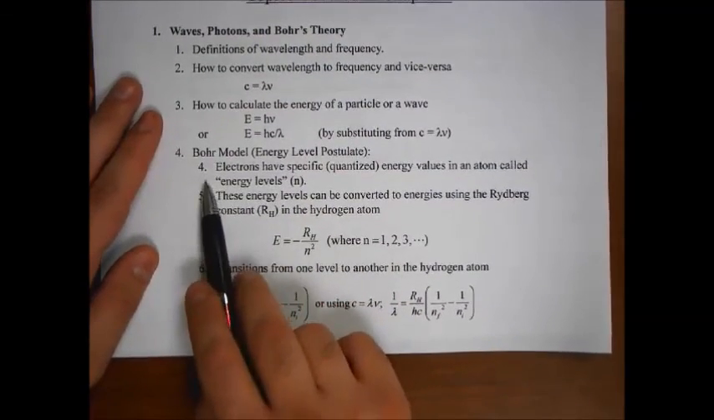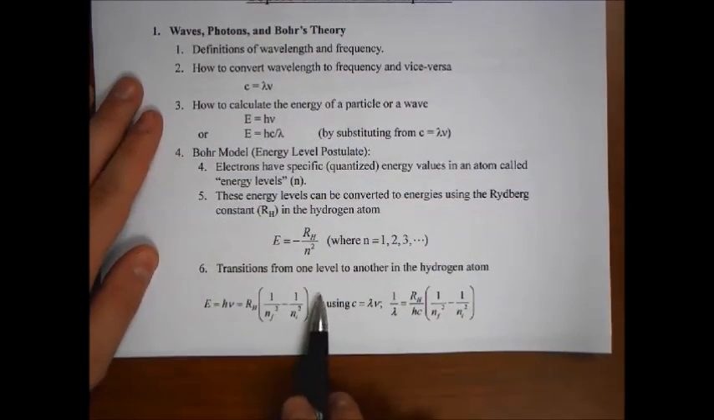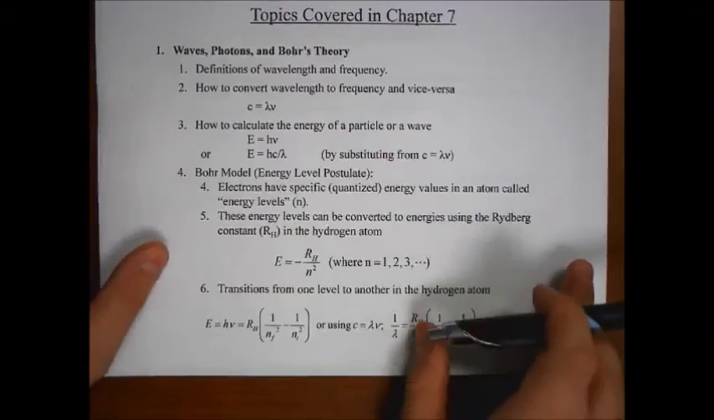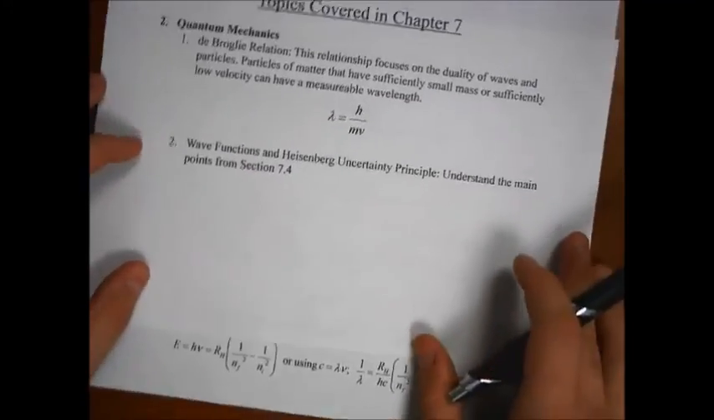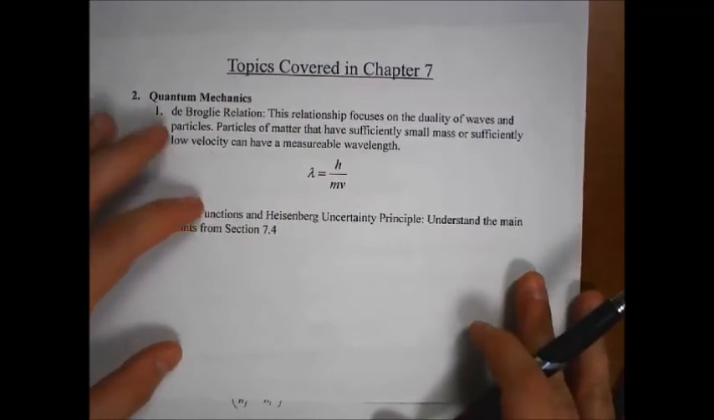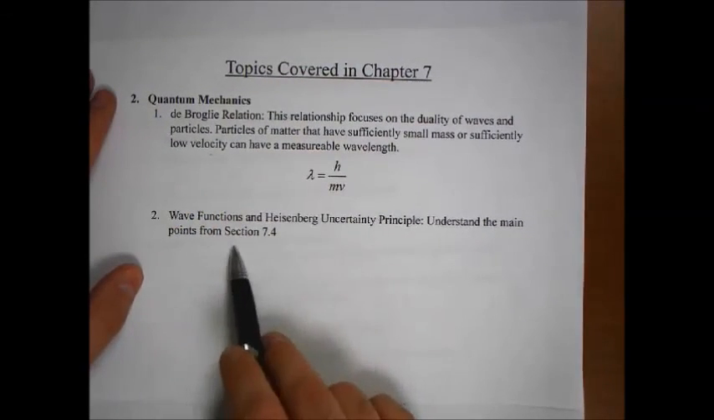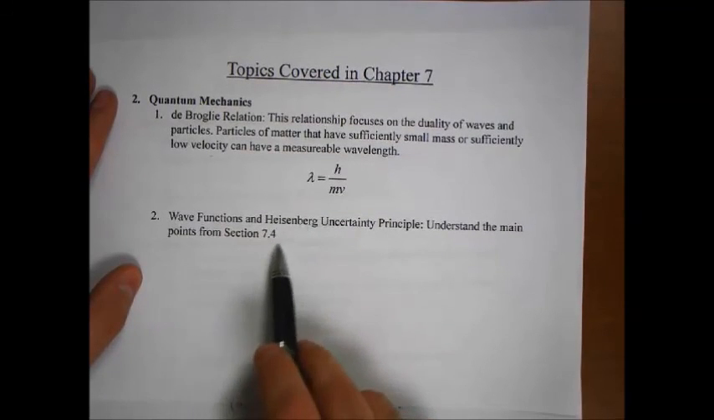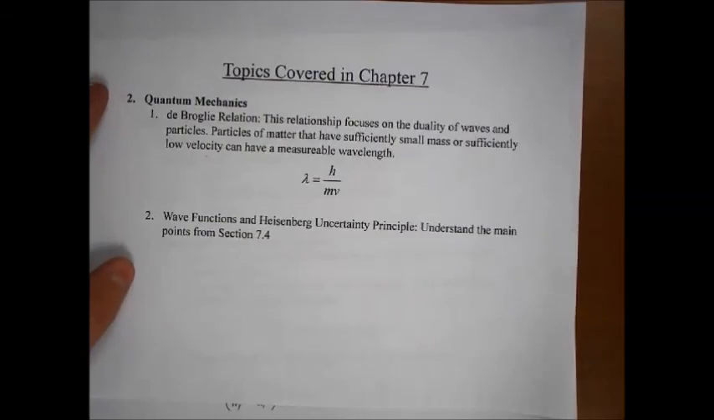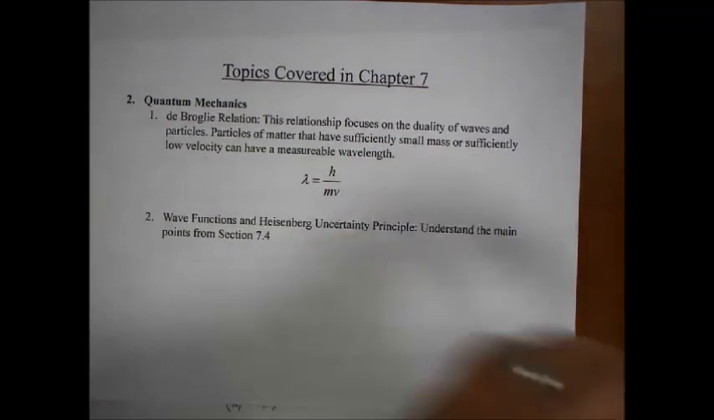Then we talked about the Bohr model, so you should know about that, and you should also know the two different equations relevant to it, which we showed today. You need to know about quantum mechanics, so de Broglie and his equation. Notice that for the Heisenberg uncertainty principle, there are no equations that you have to memorize, but you should know the main points from section 7.4.